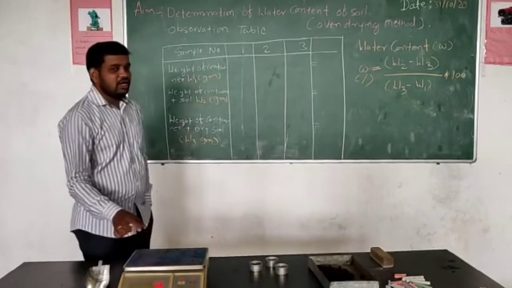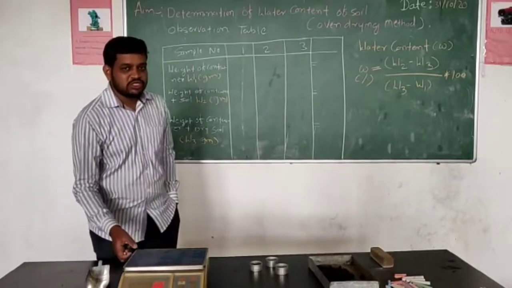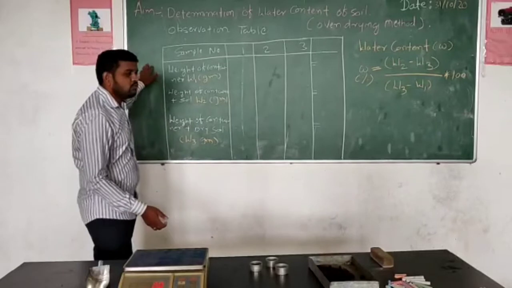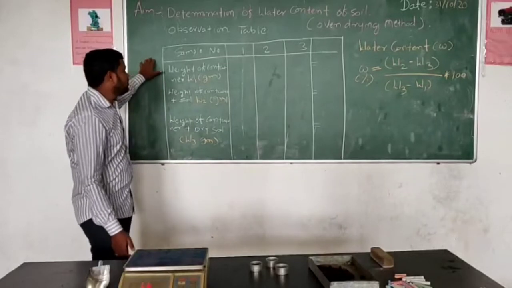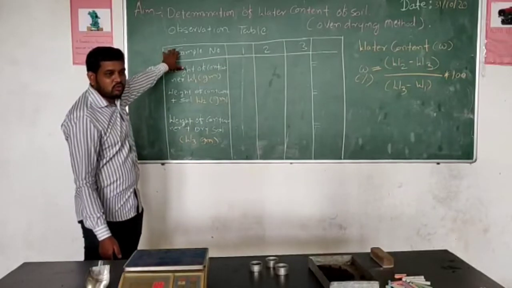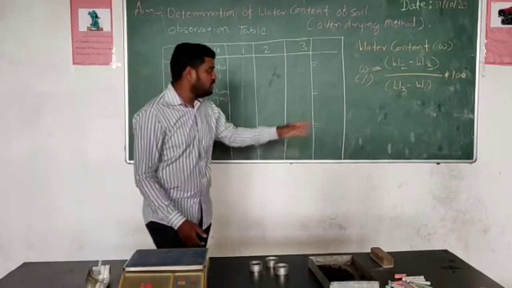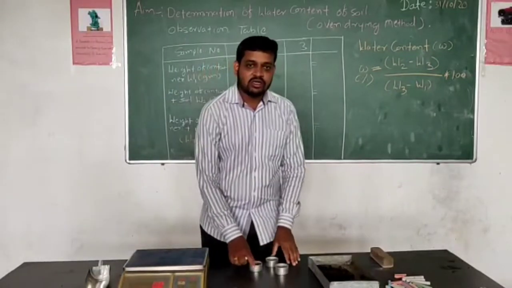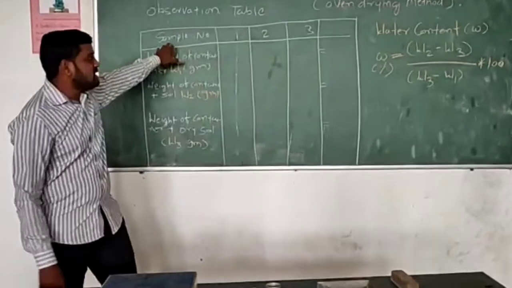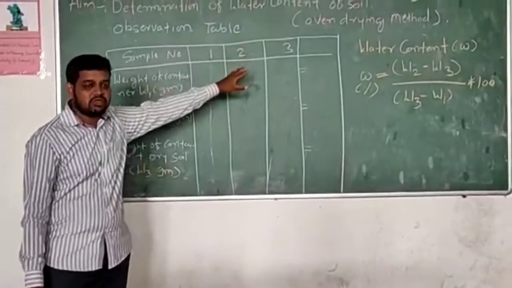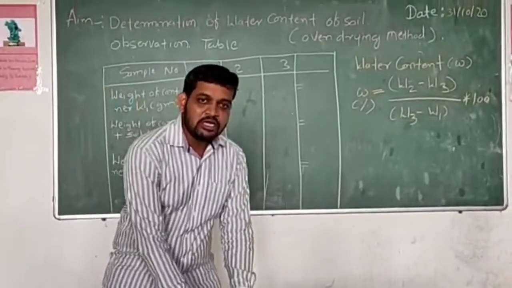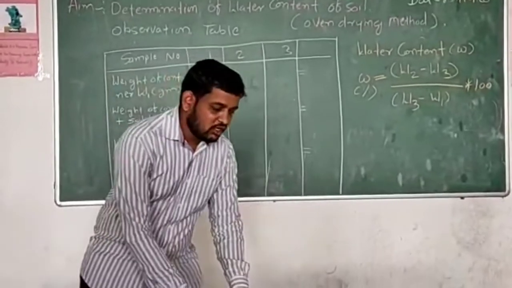Before going to the procedure, this is the observation table of this practical. That is sample number 1. We have to take 3 samples and find out the water content. So there are 3 samples: sample number 1, sample number 2, and sample number 3. For that purpose we have taken 3 containers.